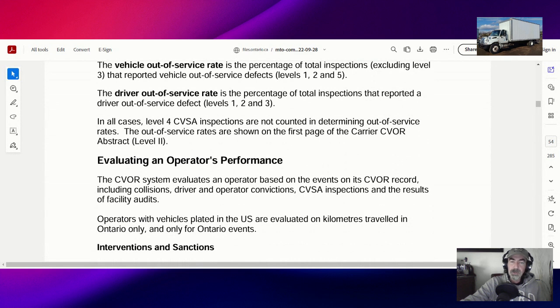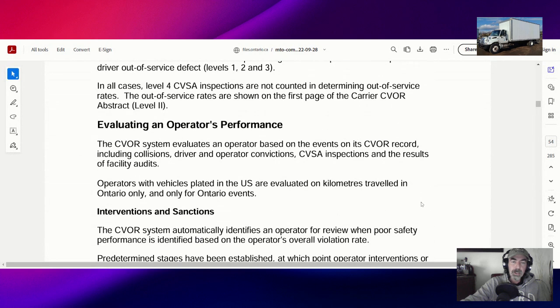The driver out of service rate is the percentage of total inspections that reported a driver out of service defect, levels 1, 2, and 3. In all cases, level 4 CVSA inspections are not counted in determining out of service rates. The out of service rates are shown on the first page of the carrier CVOR abstract, level 2.